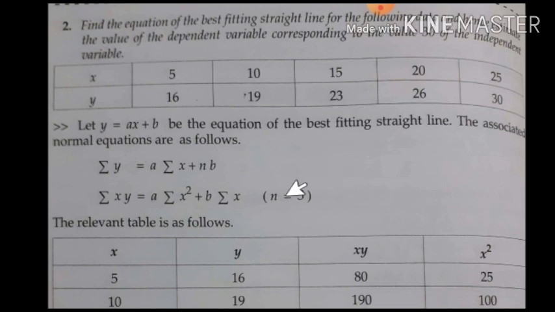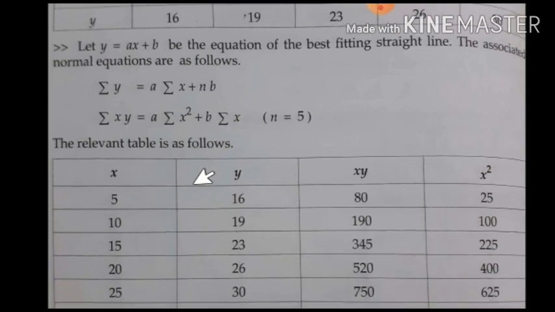Why should I make two normal equations? Because here two unknowns are there, a and b. So I need to find these two unknowns a and b to get the best fit of a straight line. For the given data, to solve these two equations, I need to find the sum of y, sum of x, sum of x square and sum of x into y. So we form it in a table.